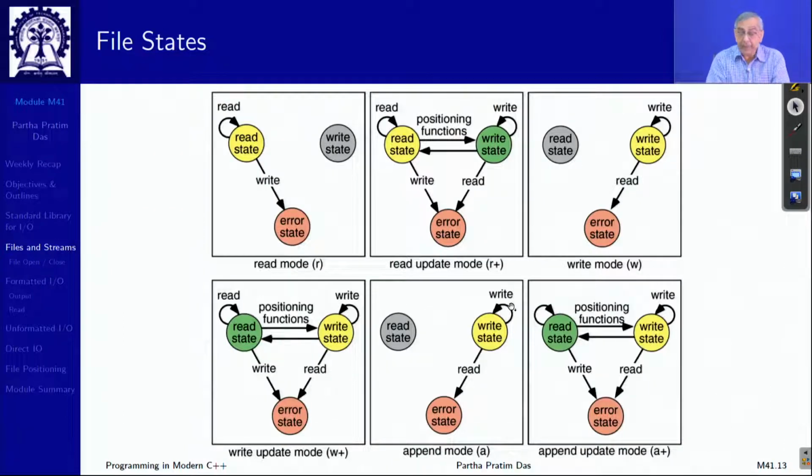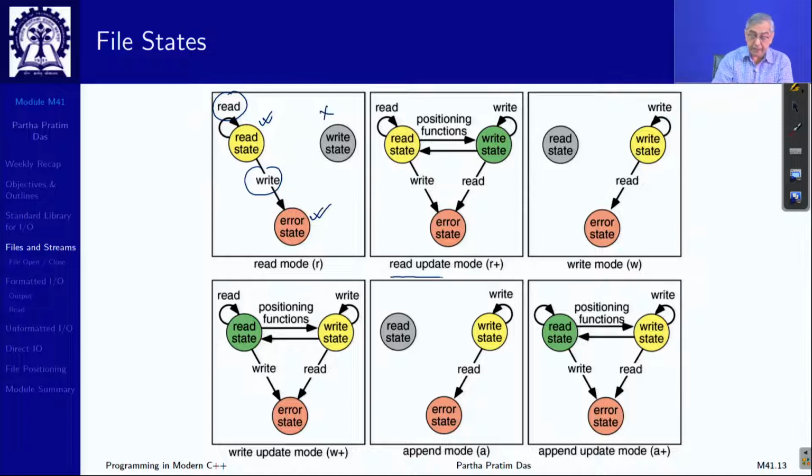Now, naturally, depending on in which mode you have opened it, the file will maintain a state based on whether you are reading or you are writing. In this diagram, I have tried to summarize the states. If you have opened something in the read mode, you do every read, it continues to remain in the read state. But if you try to do a write, it goes to an error, and the write state is not reachable because you cannot write there.